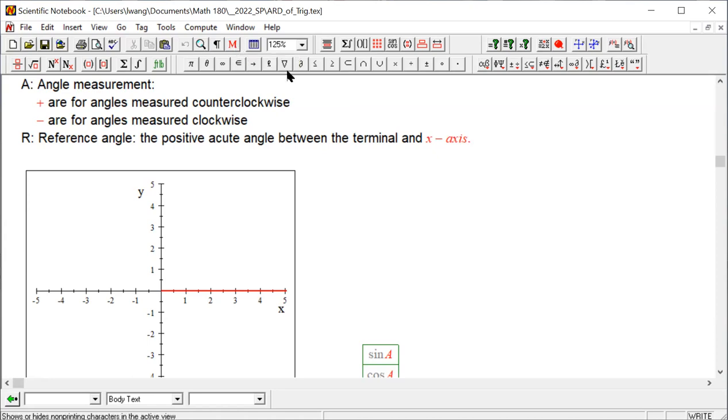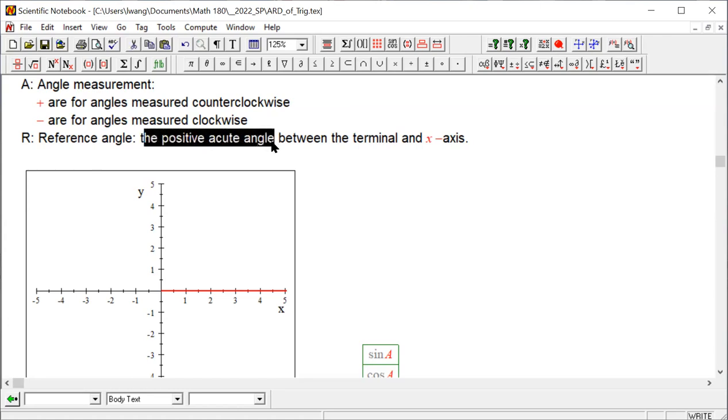X-axis. Positive acute angle. Positive means it's positive, right? We're not going to care about negative. We're not going to care about direction. Acute angle means between 0 and 90 degrees.